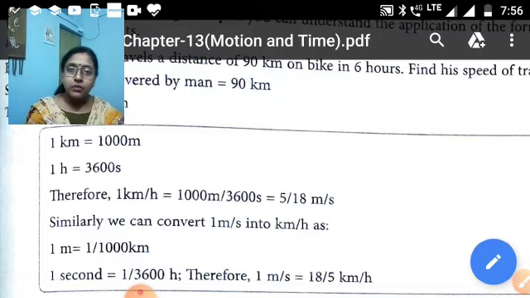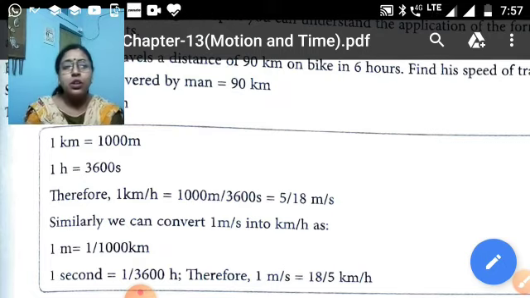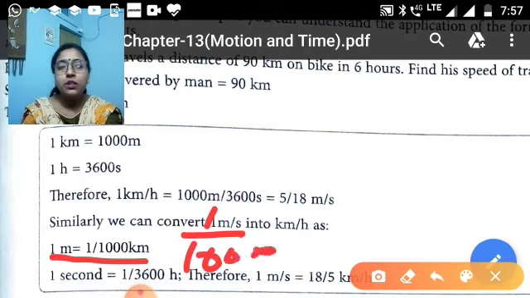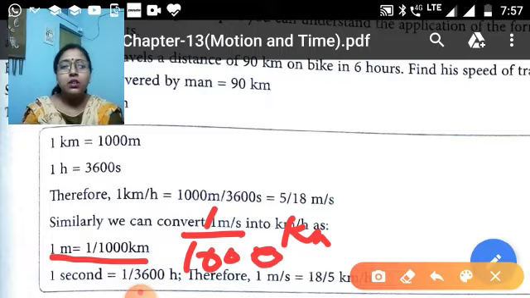And if we have to convert 1 meter per second into kilometer per hour, then what will we do? We will just reverse it. So 1 meter is equal to, as you all know, if 1 kilometer is equal to 1000 meter, then 1 meter will be 1 by 1000 kilometer.